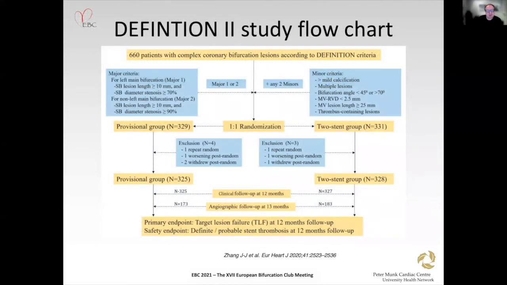This informed the design of definition 2, in which 660 patients with complex bifurcation lesions were randomized to a provisional strategy or a 2-stent strategy, with clinical follow-up at 12 months, angiographic follow-up at 13 months. Important because that did not confound the clinical outcomes.